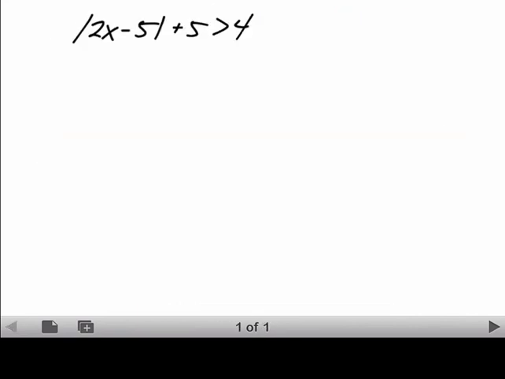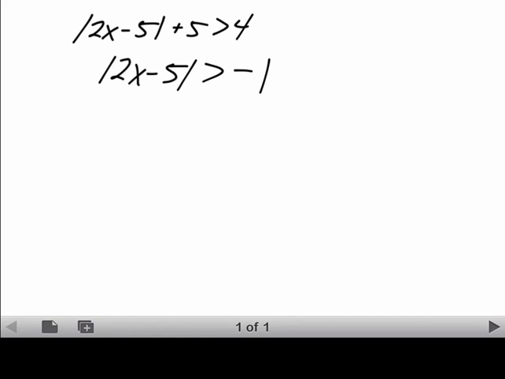Our last inequality is a lot like a previous example. We have absolute value of 2x minus 5, plus 5 is greater than 4. In the previous example, the greater than had been a less than. Let's see what happens here. When I subtract 5 from both sides, I have absolute value of 2x minus 5 is greater than negative 1.